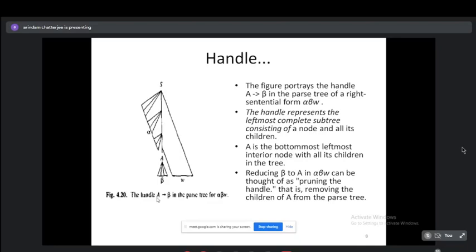Okay. So it is the leftmost complete subtree. Has to be a subtree, has to be complete, and has to be leftmost. Because we are tracing out the rightmost derivation in reverse, so no wonder we have to handle the leftmost part first to get to the root node in reverse.